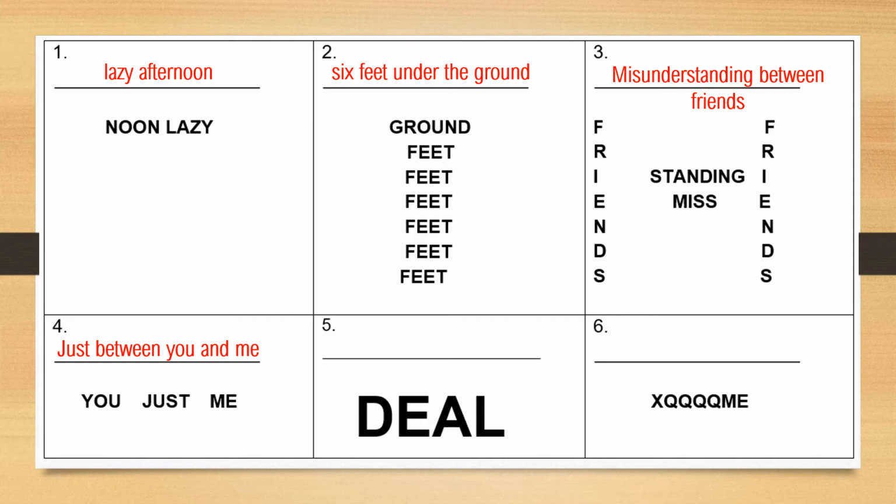In number 5, the word deal is in big letters. So our answer is big deal. Number 6, in between X and me, there are 4 Q's. So our answer is excuse me.